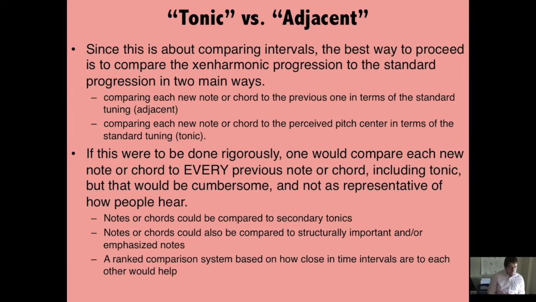Now, there are some other methods we could employ. Notes or chords could be compared to secondary tonics. Notes or chords could be compared to structurally important and/or emphasized notes. A ranked comparison system based on how close in time intervals are to each other might help. For example, if you were comparing intervals adjacently and you got to this note, maybe the note before it affects it the most, and the note that's second most before it affects it slightly less, and then third most before it slightly less than that, and things like that depending on structural importance.